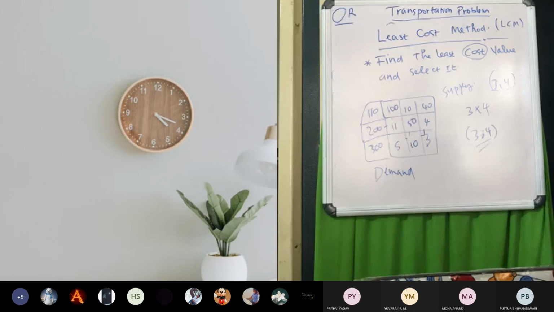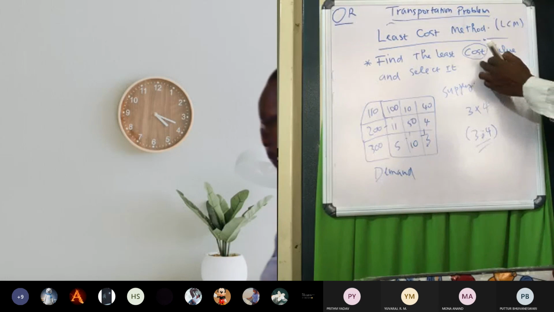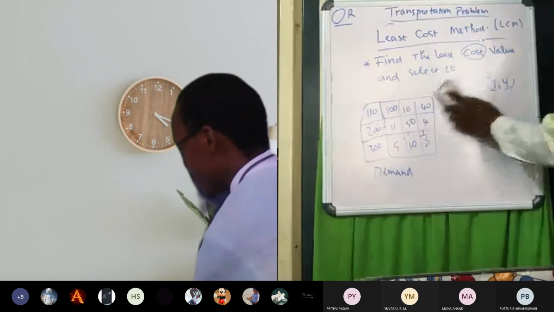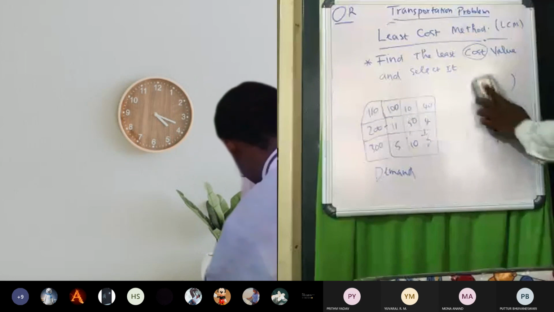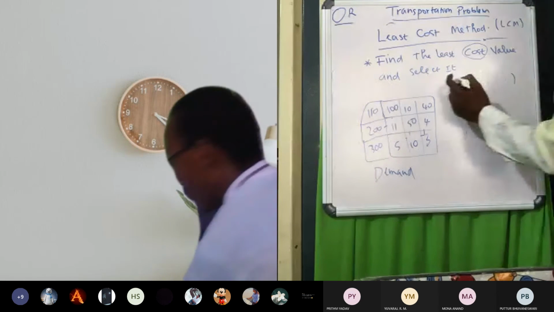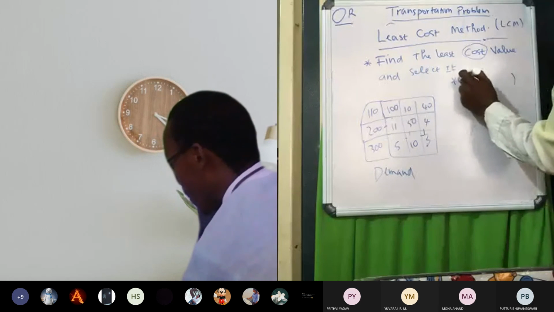Clear? So what I was saying is: find the least cost value and select it. That's number 1. Number 2: compare supply and demand. Write down. That's what I'm going to do for the second point here: you're going to compare.